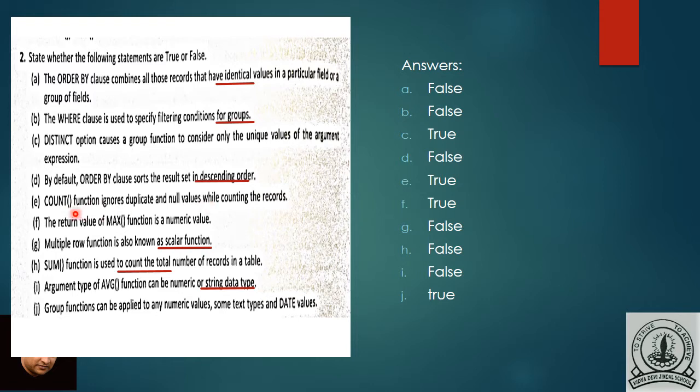For example, null values are not given. Sorry, null values are there, but values are not given. So count function will not count that records. So if you write select count ename, then it works like this. But if you write select count asterisk, then it will count duplicate and null values also. I think this is clear. Now F. The return value of max function is a numeric value. Obviously, answer is true.